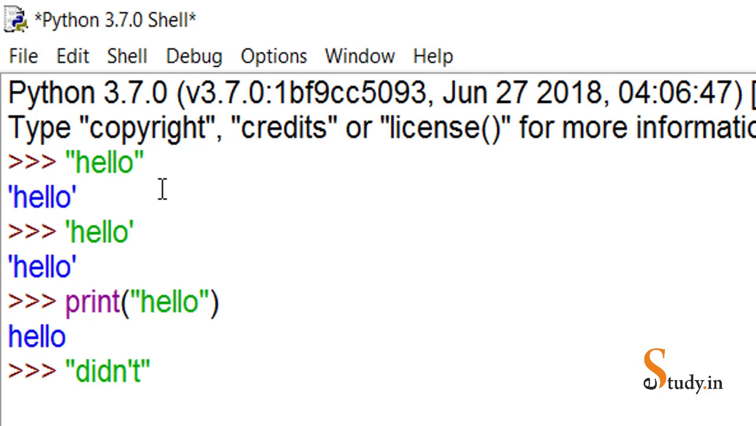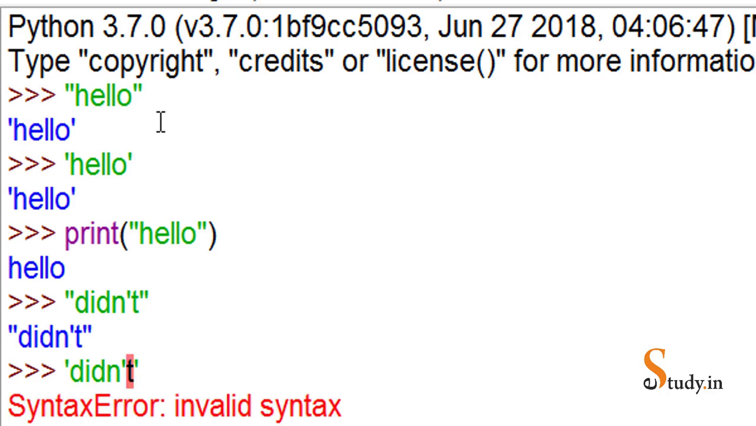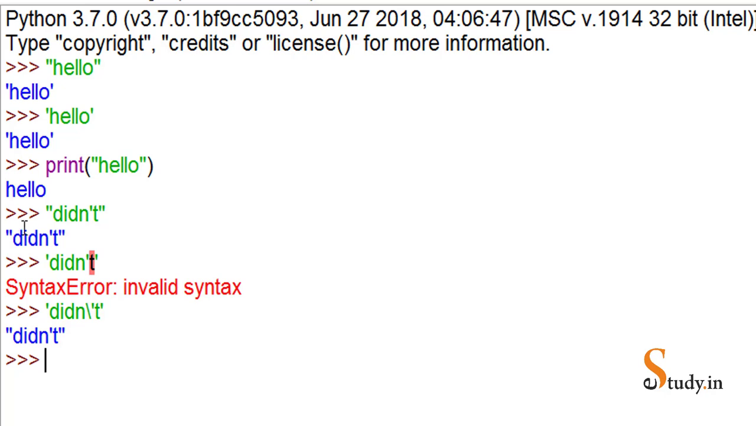So if we have double quotes outside, then within double quotes we can have a single quote, it will have no problem. But if you use single quotes outside and you try to print this apostrophe within the single quotes, then this will give an error. So in that case we use something called an escape sequence. So what is an escape sequence? Because within single quotes we cannot print a single quote, what we can do is write it like this: did n, then a backslash, then you put the apostrophe sign, and then t. Now this will give the same output as the previous one.